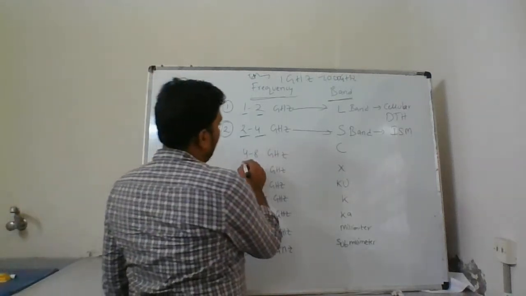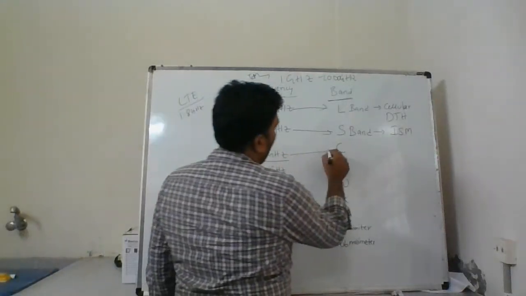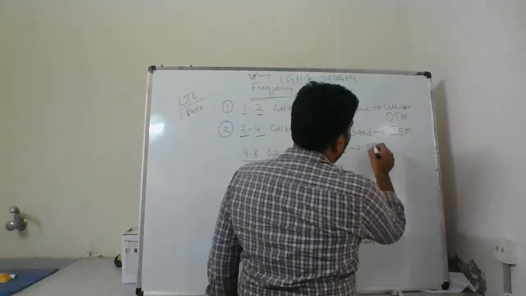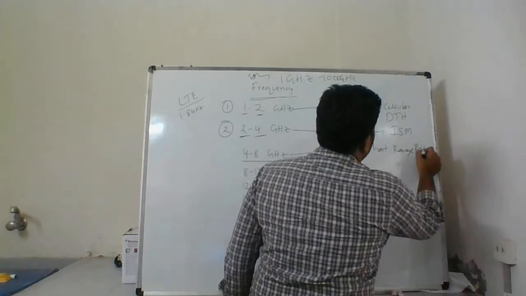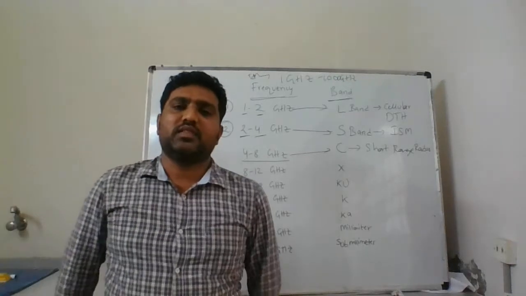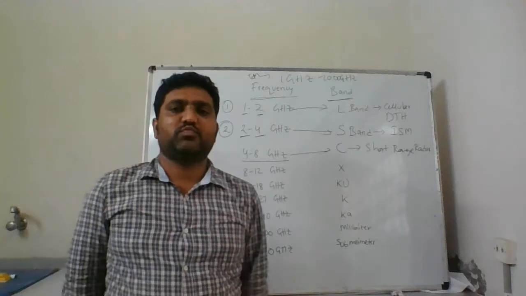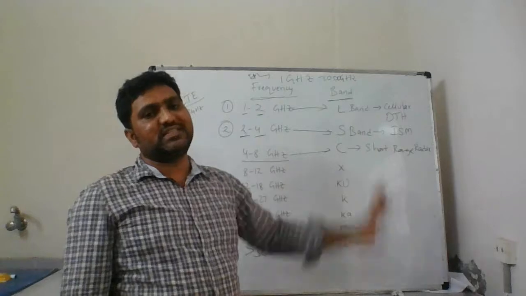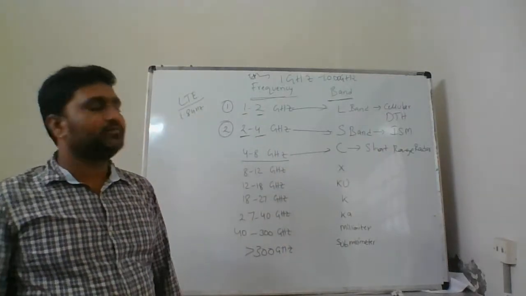Coming to the next band, the 4 to 8 gigahertz band, this is the C band. Here general purpose or short range radars are used. This band is generally used for short range and long range radars. Forecasting and detection, radio detection and ranging, everything is performed with the help of microwave signals present in the C band. So the C band represents the 4 to 8 gigahertz range.